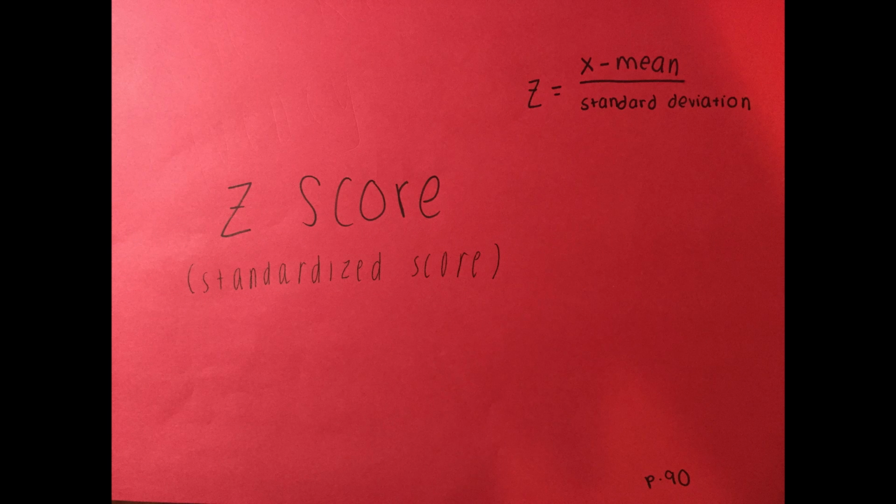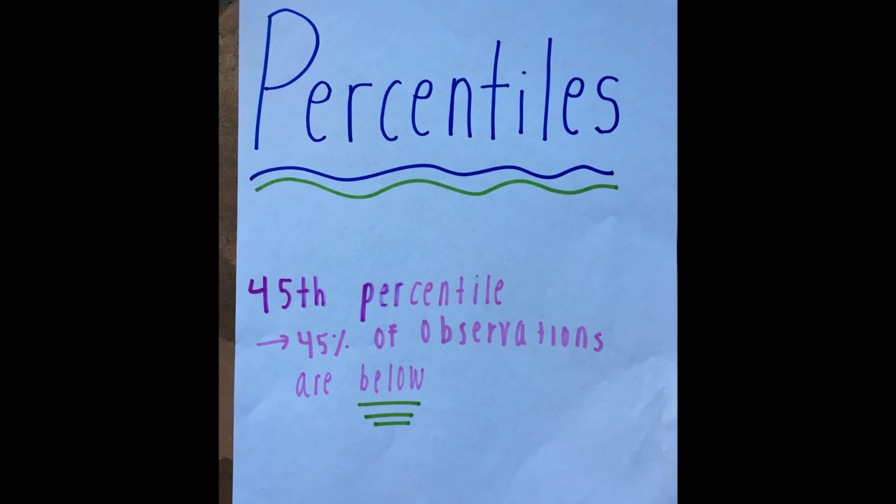Z-scores, also known as standardized scores, tell us how many standard deviations an observation is from the mean and in what direction. Positive Z-scores mean that the observation is larger than the mean, while negative Z-scores mean it is smaller. The formula is shown.